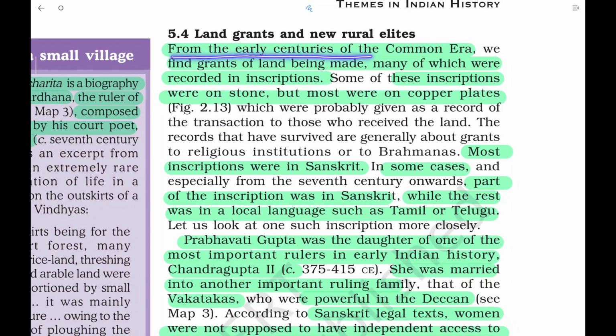From the early centuries of the Common Era, we find grants of land being made, many of which were recorded in inscriptions. The first land grants were recorded on copper plate inscriptions, so you just write it down somewhere. These inscriptions were sometimes on stone, but mostly on copper plates. Most inscriptions were in Sanskrit. In some cases, especially from the 7th century onward, part of the inscription was in Sanskrit while the rest was in a local language such as Tamil or Telugu.